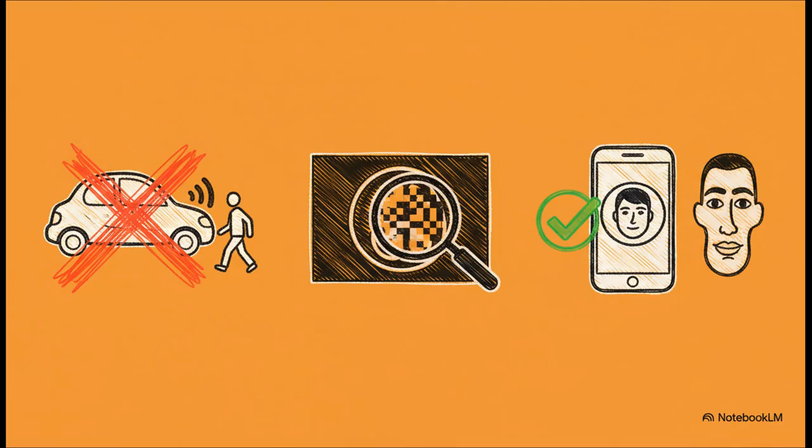An autonomous car mistaking a pedestrian for a lamppost. An AI that helps doctors spot tumors, missing one because of a tiny digital glitch. Or your phone's Face ID getting fooled by a slightly altered picture. In these critical systems, a single mistake from an adversarial attack isn't just an error. It can have some really serious real-world consequences.